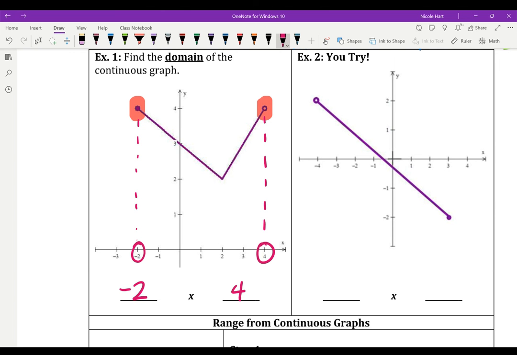Now, the important part is what symbols do we have? So on the left-hand side, we have a closed circle. And a closed circle gets a less than or equal to symbol. On the right-hand side, we have an open circle. And that just gets the less than symbol. So -2 less than or equal to x, less than 4. So x is between -2 and 4. Okay, so I want you all to try example 2, and then we will continue with the range and finding the range.